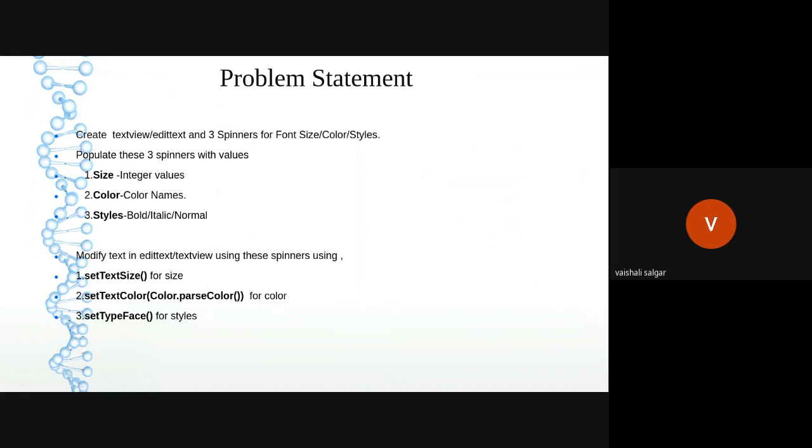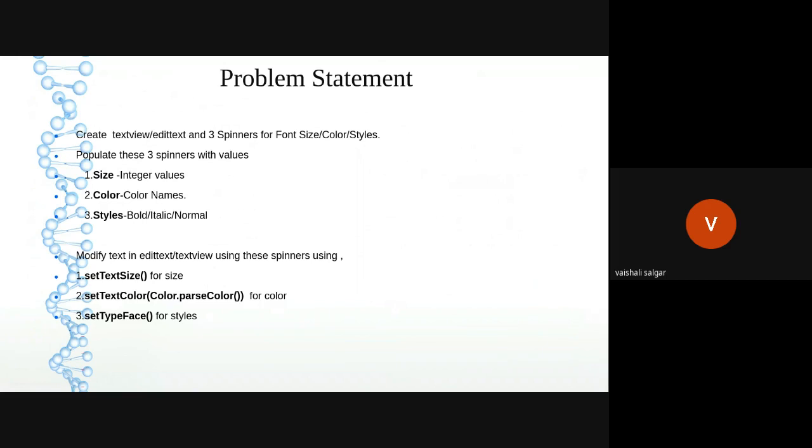So for that, we can use get selected item, so totally it will be based on which method you have used for populating the spinner. So after getting that selected item, if I want to change the text, in order to set the size, there is a method set text size. So by using set text size, whatever the text on your text view is, it will change the size of that text.